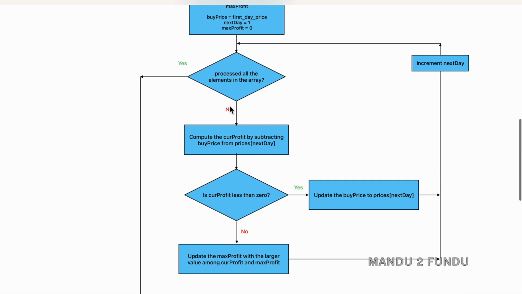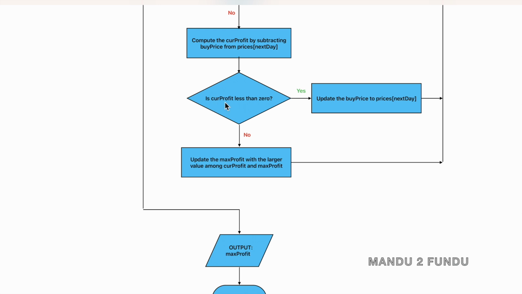This is a simple for loop which iterates over that prices array from the first index to the end of the array. We check whether all the elements are processed. If not, then we compute the current profit, basically from the next day price and the last purchase price. We check if the current profit is less than 0, meaning we lose in this transaction. So we simply update the buy price to the next day price and move on to the next iteration.